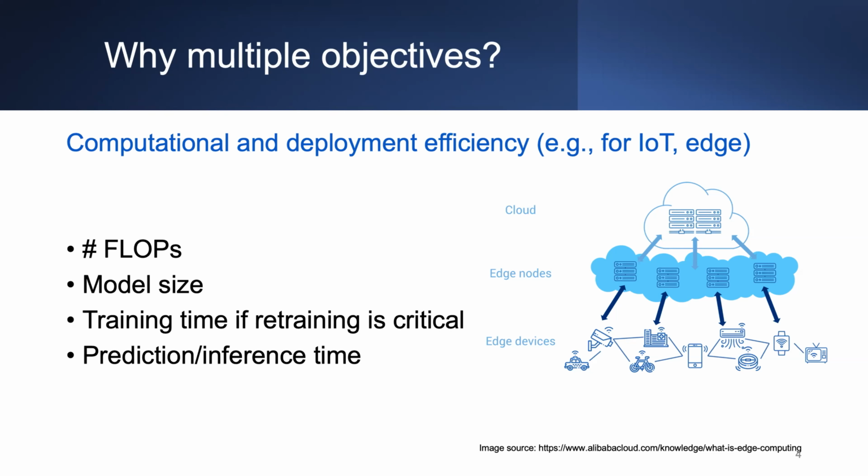So maybe your neural network architecture is fixed, but you have to retrain the weights every once in a while, and so maybe the amount of time it takes to retrain is important. Similarly, maybe prediction or inference time is crucial, again, when we look at these kinds of edge applications.